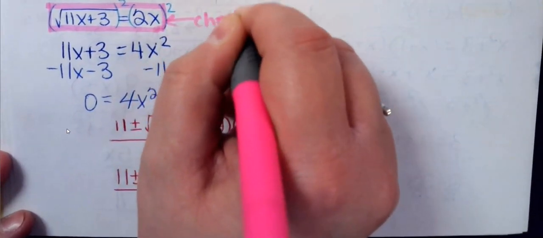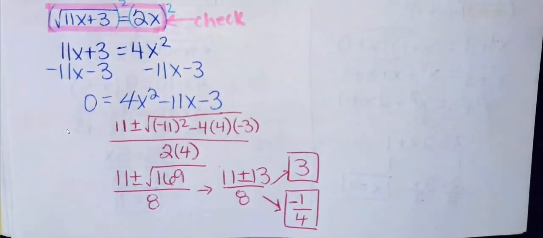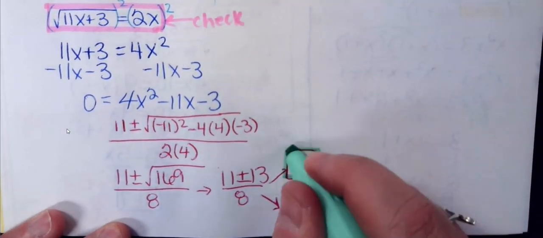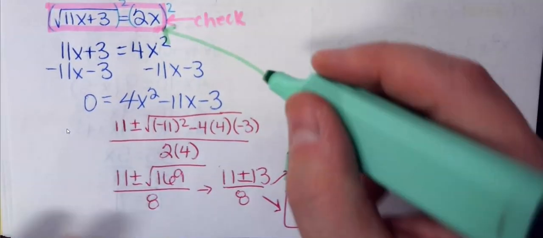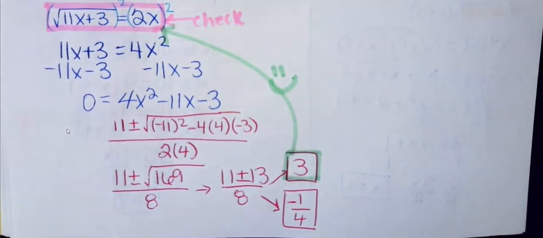I just cannot have a square root equal to a negative number. So let's check this real quick. If I plugged in 3, right, 2 times 3 is 6, that's positive. It doesn't matter what the number is, as long as it's positive, it's good. So the 3 would work.